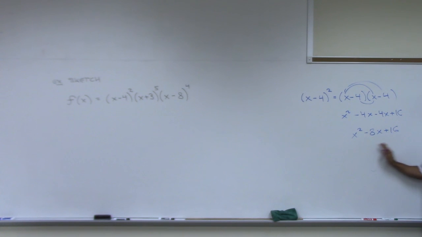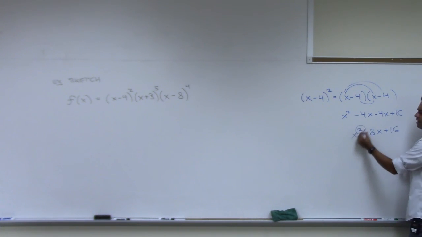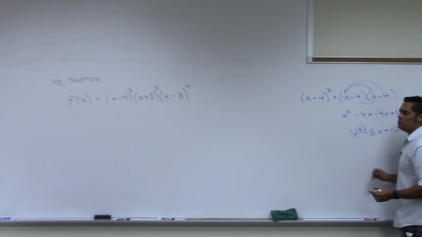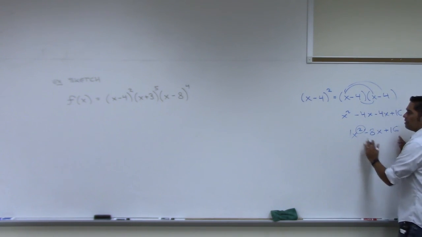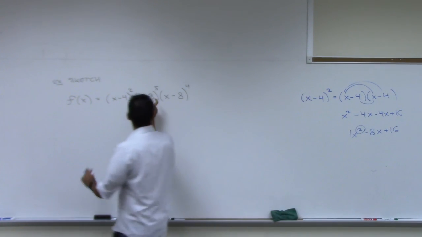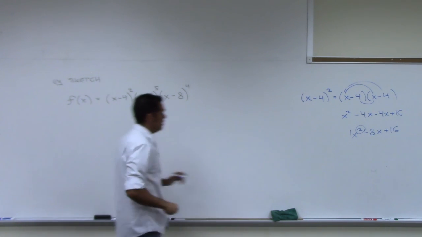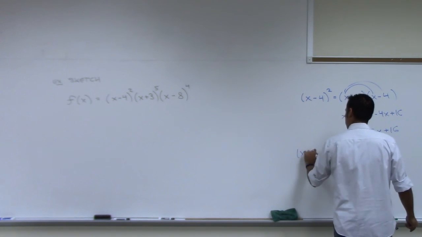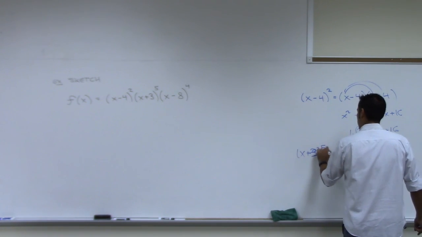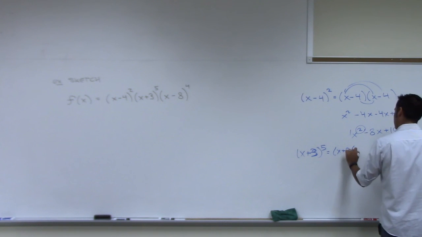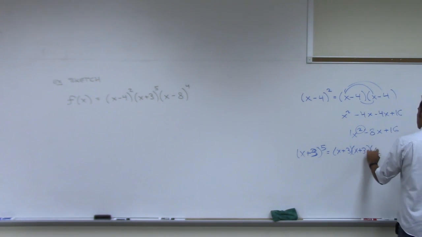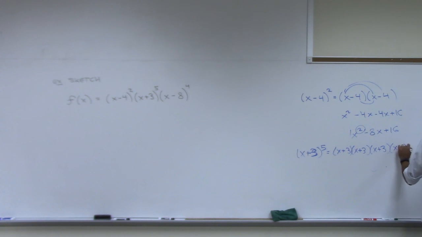When you look at this right here, what is the degree and the leading coefficient of this? 2. 2, and the leading coefficient is a 1, right? That right there is going to be multiplied times this next one, right? (x plus 3) to the 5th. (x plus 3) to the 5th means x plus 3 times x plus 3 times x plus 3 times x plus 3 times x plus 3. This is really a nightmare.